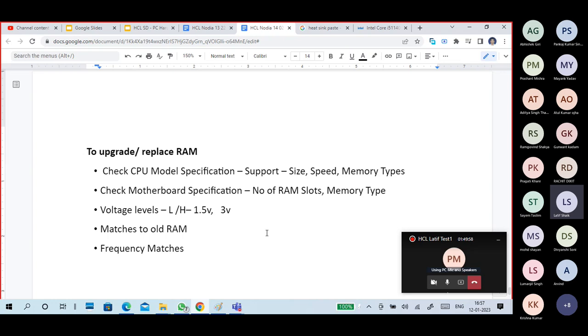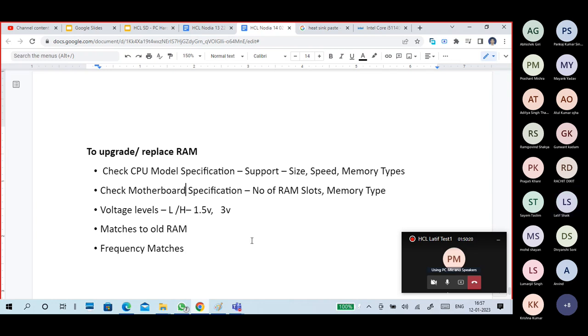Better to check with the old RAM. Your one RAM is already there, built-in RAM is there, no? So I'll check that RAM, what the RAM is and what type of model it is. Based on that, you can either replace the RAM or change the RAM. So it is easy to get compatibility. Compatibility is also important, right?